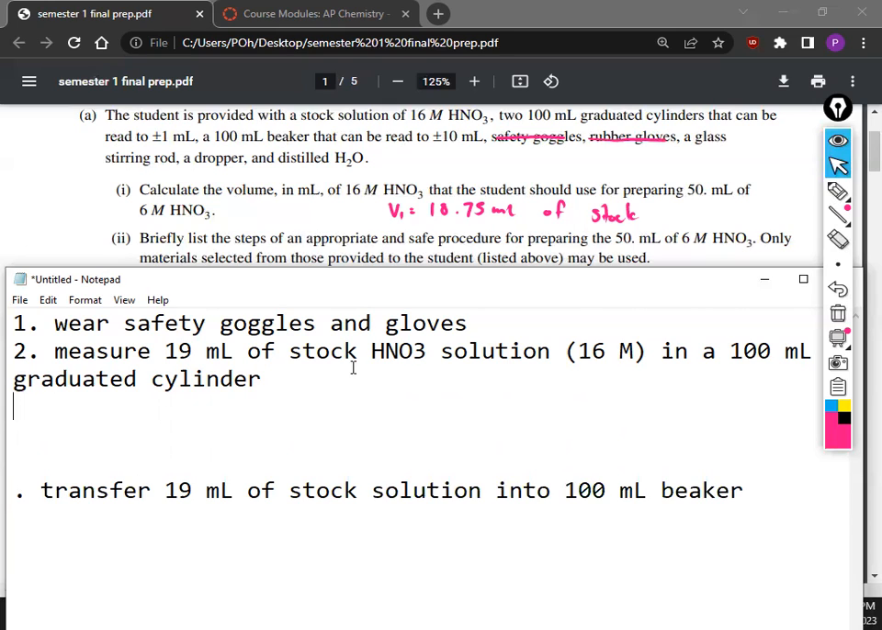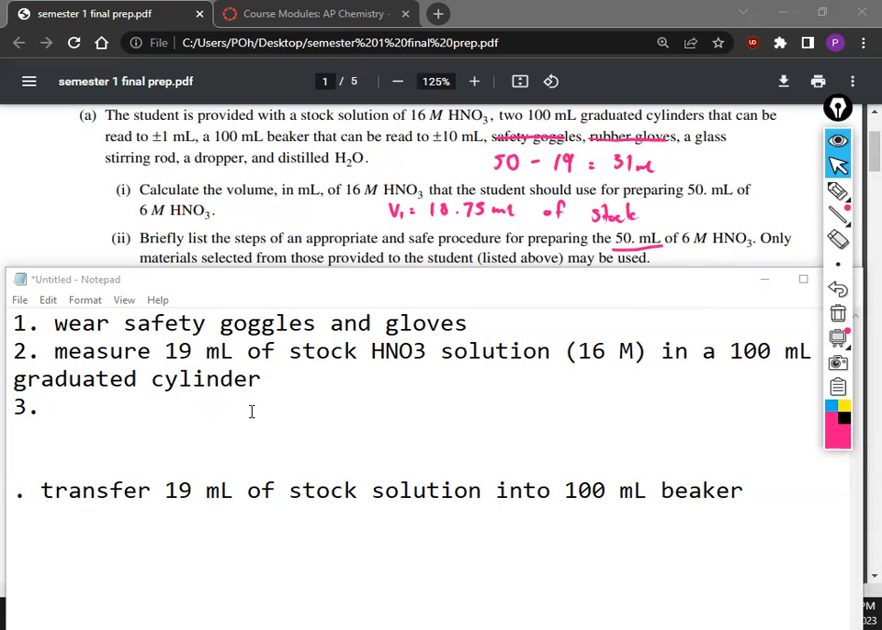Okay, so before we do that, what we're going to do is measure out our water now, because we need to dilute it with water. How much water should we use? 50 minus 19, right? Because our diluted solution has to be 50 milliliters. But since we have 19 milliliters of acid, we want the difference to be our water. So that's going to be 31 milliliters.